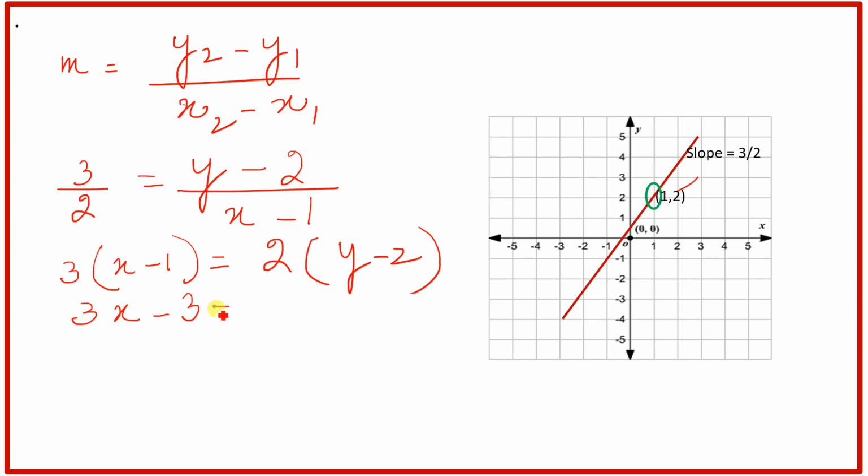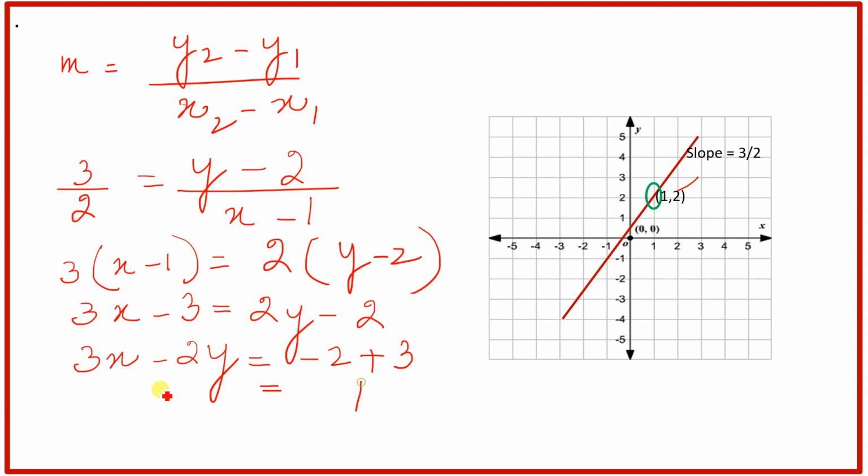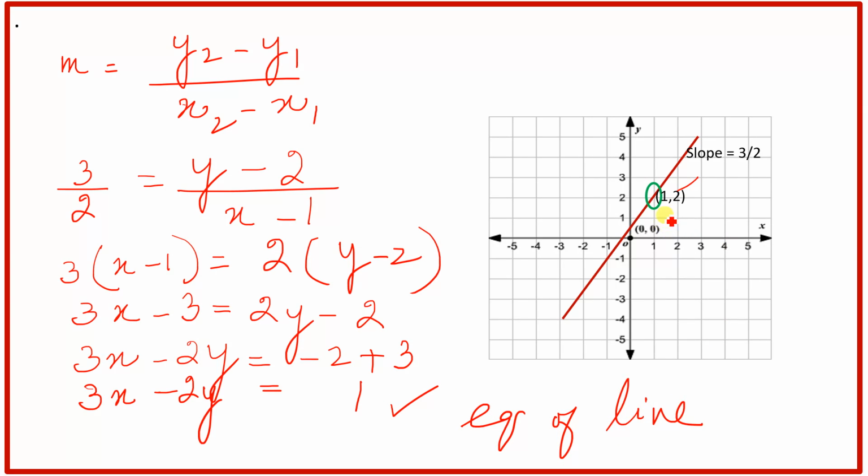3x negative 3, which is equal to 2y negative 2. So 3x, just take 2y to the left hand side, the sign will change, positive 3, which is equal to 1. 3x negative 2y is equal to 1. This is the equation of line when we have one solution set and a slope is given.